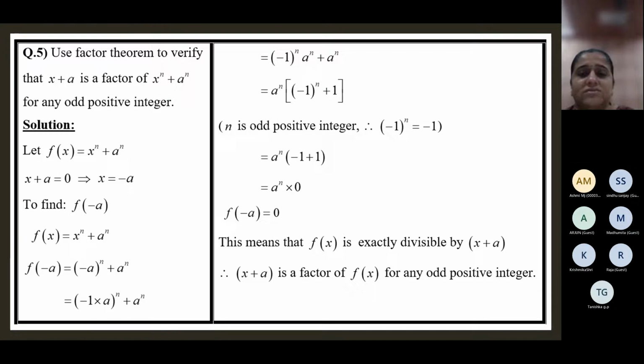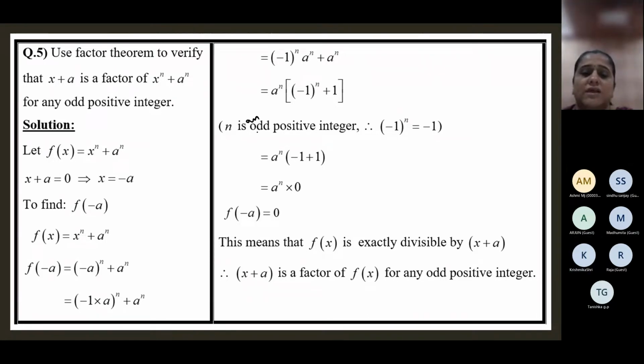So that's what I've explained here. N is an odd positive integer. Therefore, minus 1 to the power n is equal to minus 1. This is understood, children, what I've written here?